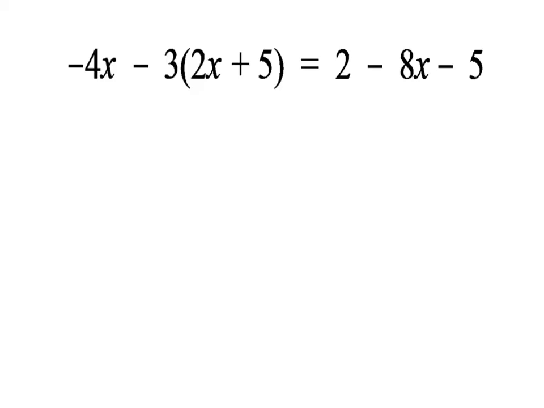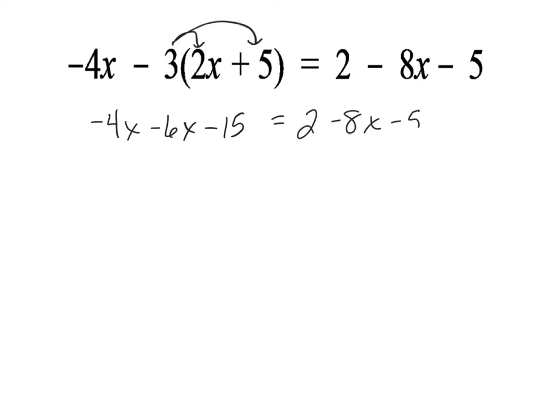So let's go ahead and do one using those questions that I want you to do. Remember, the first thing you have to do is to simplify both sides of an equation. So over on the left side, I see that I have parentheses, so I'm going to go ahead and distribute the negative 3. I'm getting negative 6x minus 15. And on the other side, there are no parentheses, so we're just going to go ahead and leave it alone.